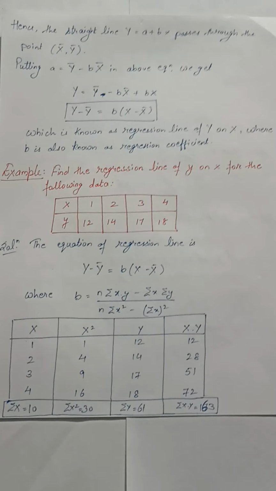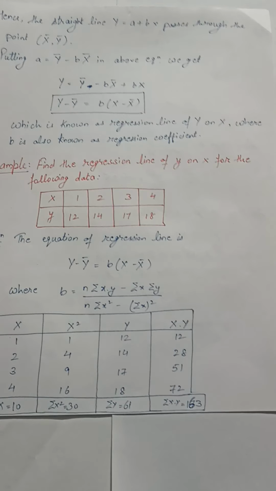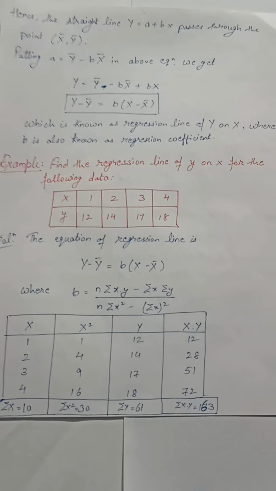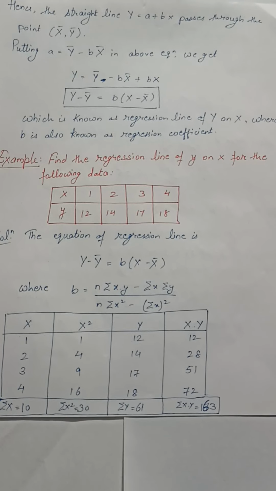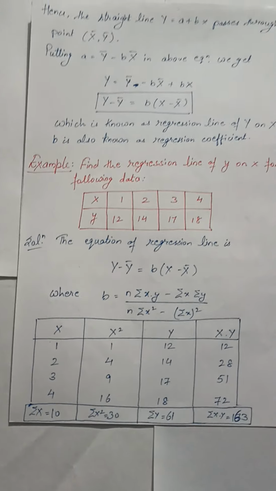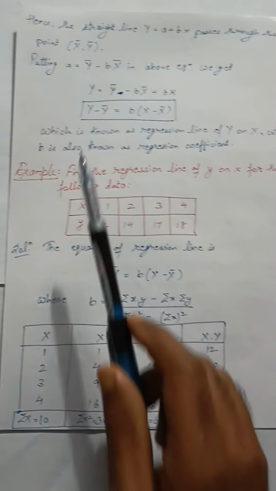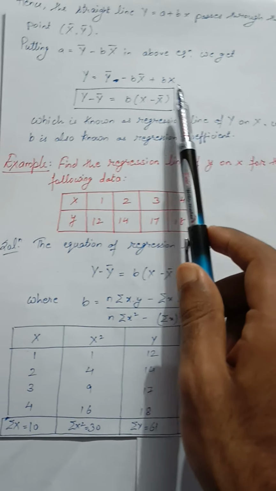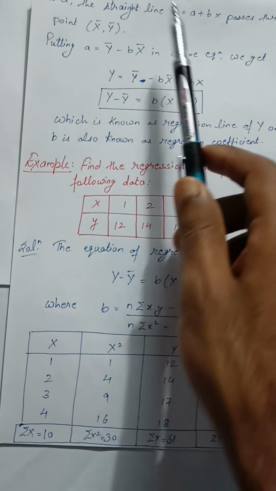Hence, the straight line y = a + bx passes through the point (x bar, y bar). Putting a = y bar minus b x bar in the above equation, which is y = a + bx, we will get y = y bar minus b x bar plus bx. We have substituted the value of a in this equation.